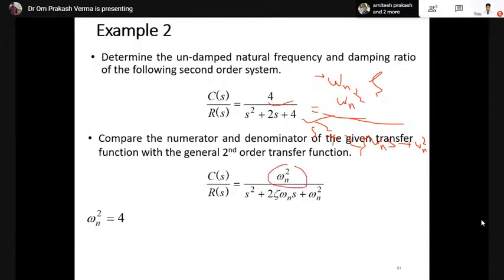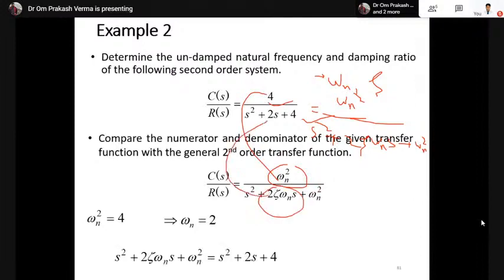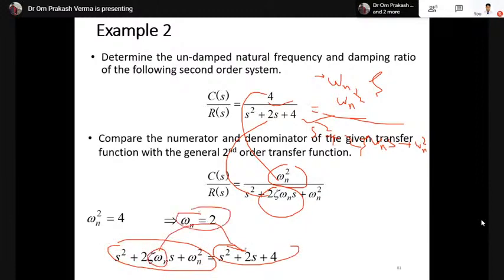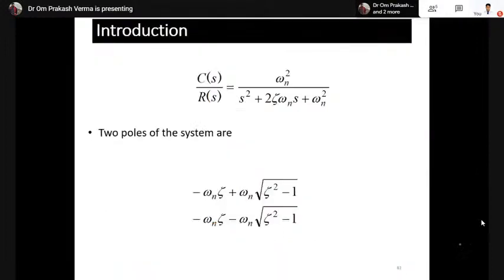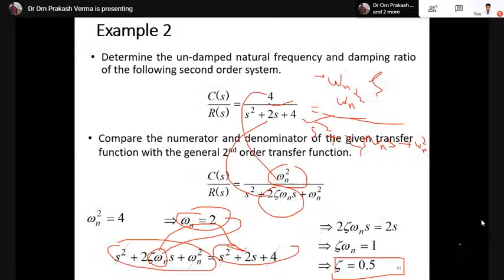So omega n square is nothing but 4, and 2 zeta omega n is nothing but 2. So this is the equation, and when you put in the value, zeta omega n is nothing but 2, and the value of omega n is 1. So when you put in the values, you can find out the value of zeta, the damping ratio, and it is 0.5 for this problem. What the value of zeta should be, we will decide later.